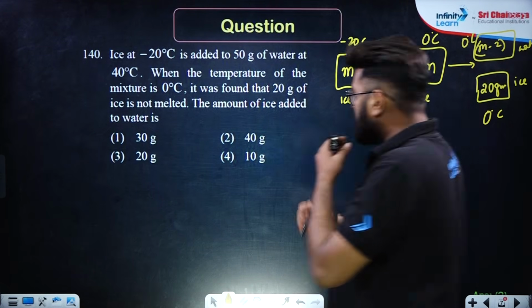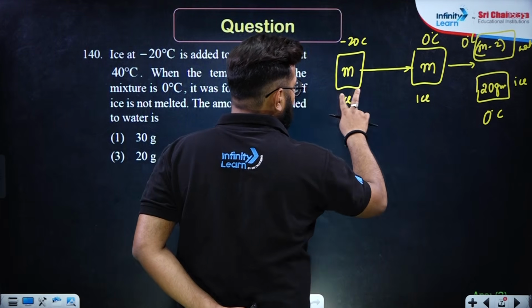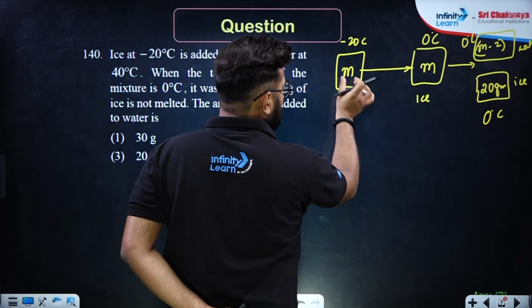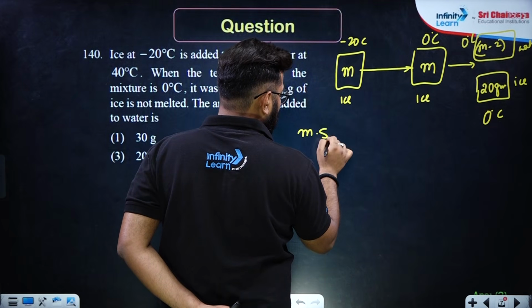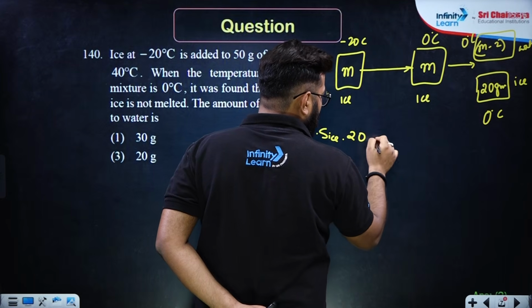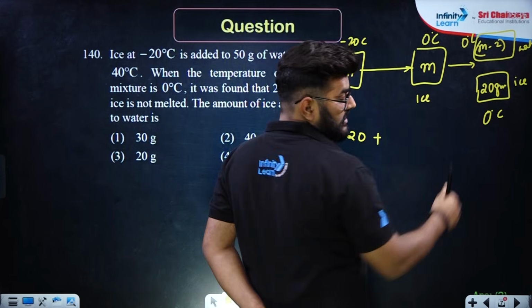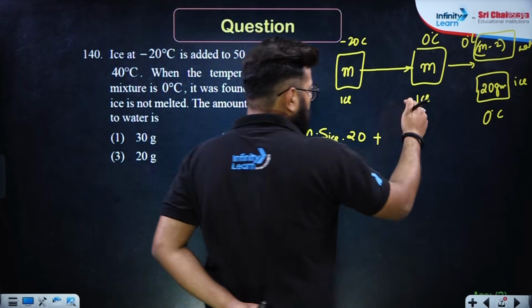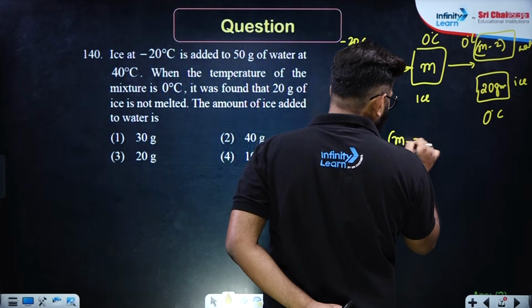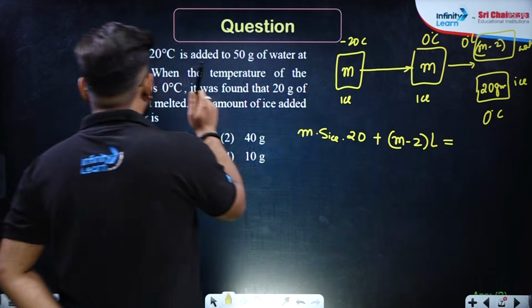So basically, what all energy has been given by the ice? Here the energy is M times specific heat capacity of ice times delta T, which is going to be 20, plus, here the ice does not change temperature but is getting converted, so M minus 20 times the latent heat of fusion. This is the energy absorbed by the ice, and this energy is given by water.